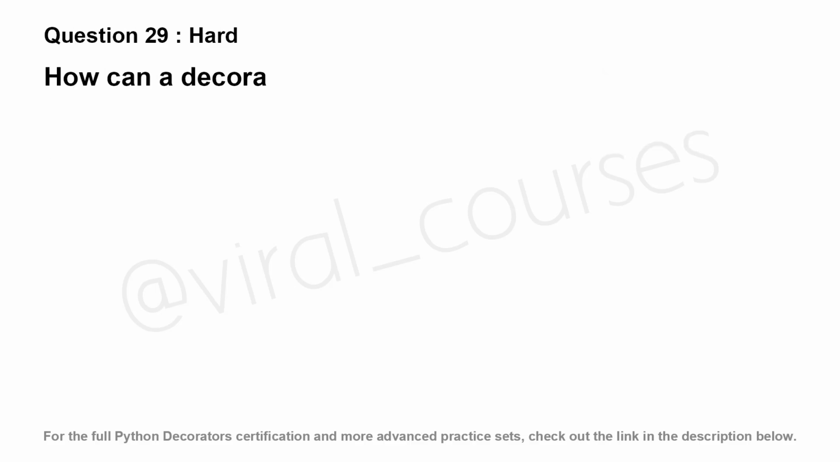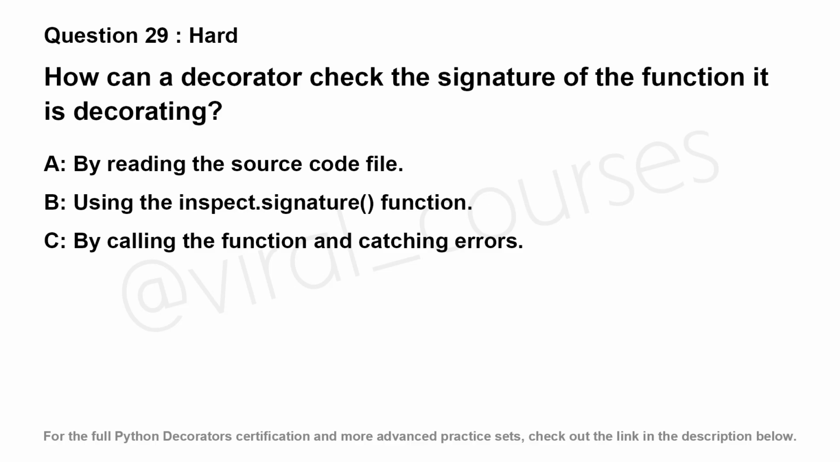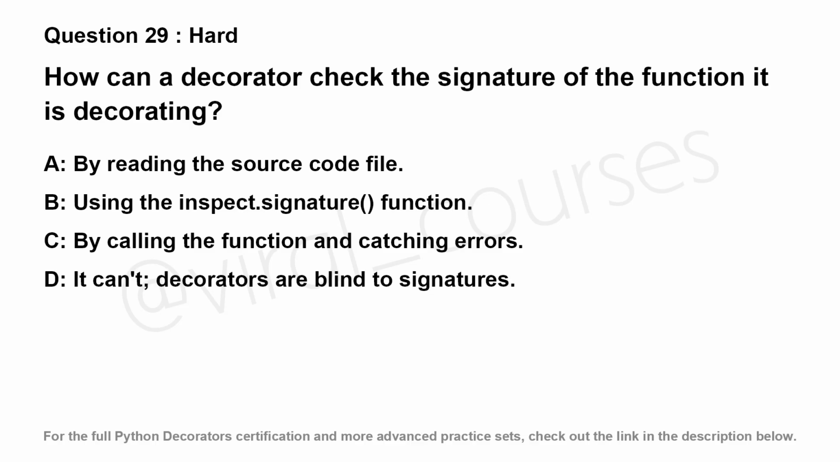How can a decorator check the signature of the function it is decorating? Option A. By reading the source code file. Option B. Using the inspect.signature function. Option C. By calling the function and catching errors. Option D. It can't. Decorators are blind to signatures.